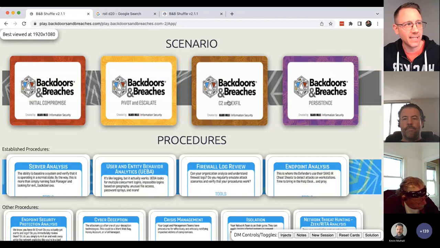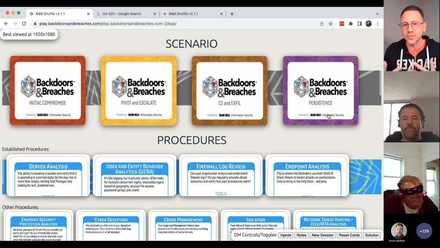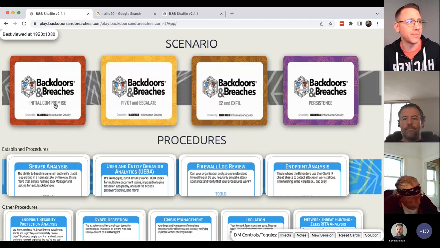We have the pivot and escalate cards. We have the C2 and XL cards and the persistence cards. This is what attackers do when they get into your organization. First, they have to get in, initial compromise. That's how they get in, the very first step into your organization. Now, this could be a lot of things and we can cover some of those.